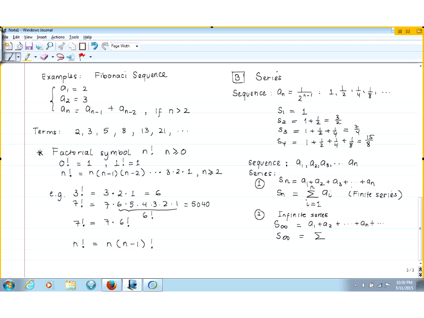How do we write it in sigma notation? Sigma, I goes from 1 through infinity in this case, of AI. The symbol is called sigma, and it signifies addition. And then what is I? I is the index of summation.